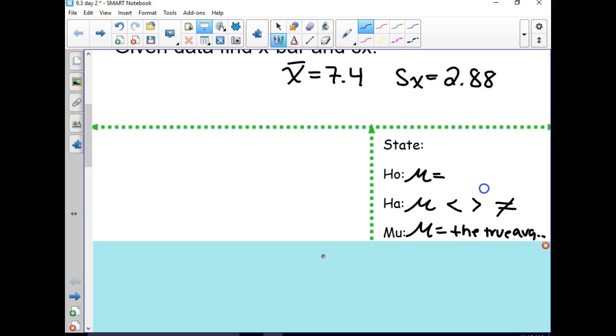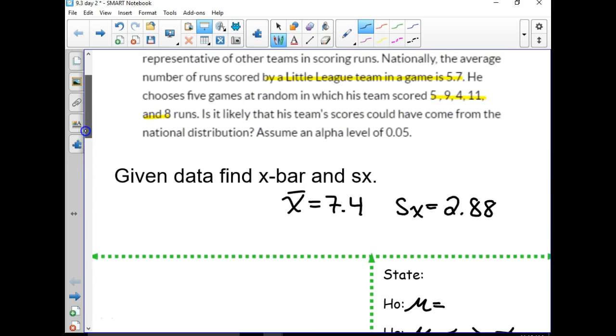Now, hopefully from the last test you remember, in order to see if it's a less than or a greater than, we need to look for words that state that. So some sort of comparison word that says less than, greater than, increase, decrease, smaller, bigger. If you look at this problem, we don't see those words at all. We just say, hey, could these scores come from the national distribution, or are they not?